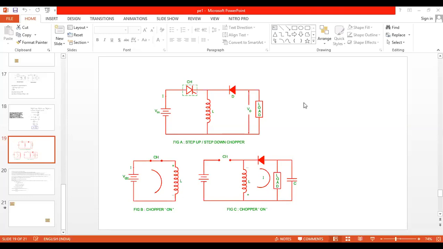In power electronics, to score the maximum marks, we should represent only the current direction rather than the theory statement. So today's class, we take the step up down chopper circuit and see its explanation. So, this is the circuit.